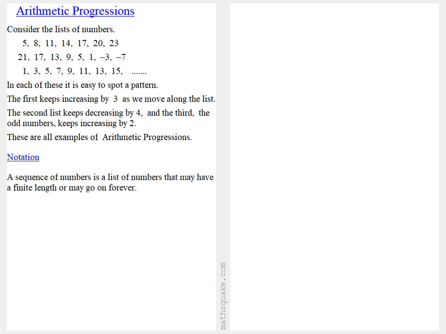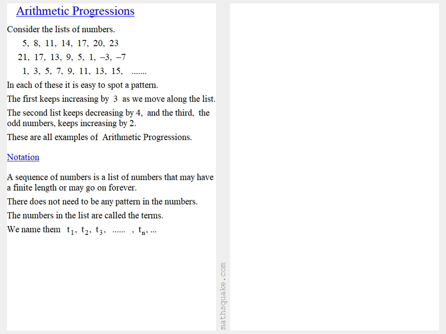A sequence of numbers is a list of numbers that may have a finite length or may go on forever. There does not need to be any pattern in the numbers. The numbers in the list are called the terms, and we label them T1, T2, T3, and so on. The nth term will be Tn. So T1 is the first term, and so on.